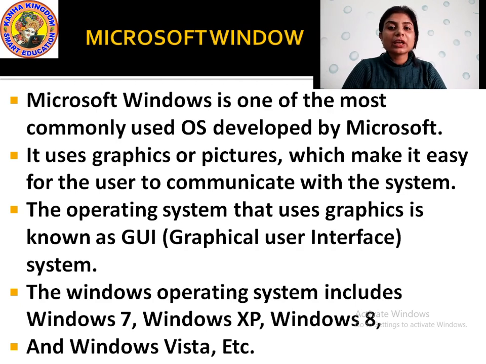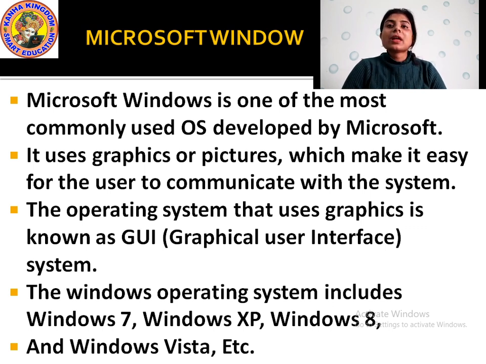Microsoft Windows is the commonly used operating system which is developed by Microsoft, which makes it easier for us to work on the computer because this operating system uses graphics and pictures. And the graphics that is used in this operating system is called the Graphical User Interface System, that is GUI system.